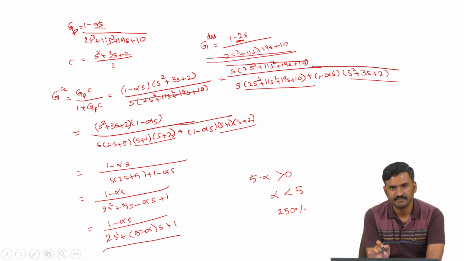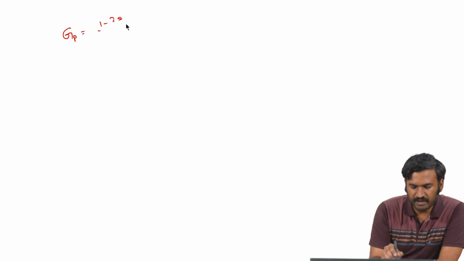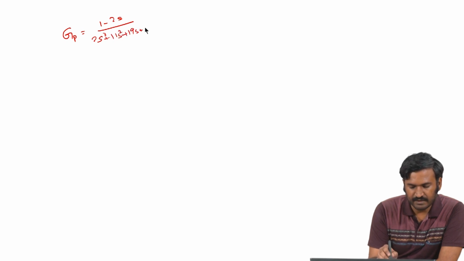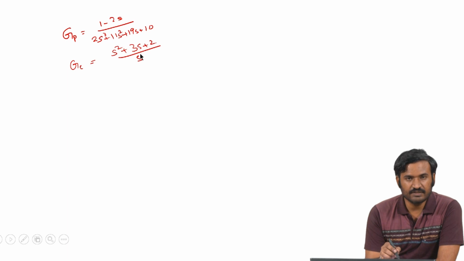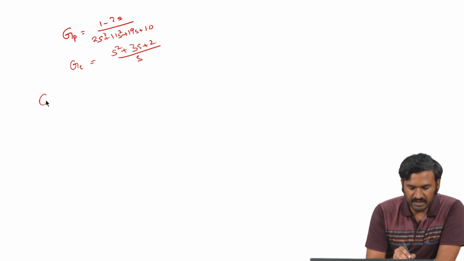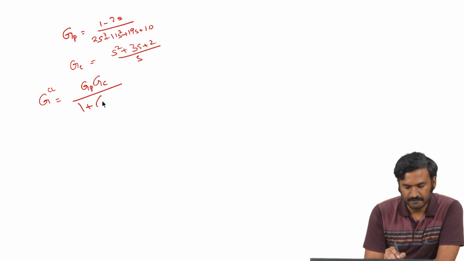g desired. So, the GP is 1 minus 2s divided by 2s cube plus 11s square plus 19s plus 10, and we have controller configuration which is s square plus 3s plus 2 divided by s. Now, using these two, we can compute the closed loop transfer function which is GPGC divided by 1 plus GPGC.